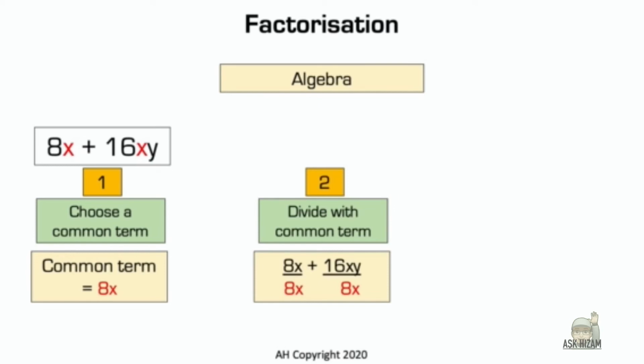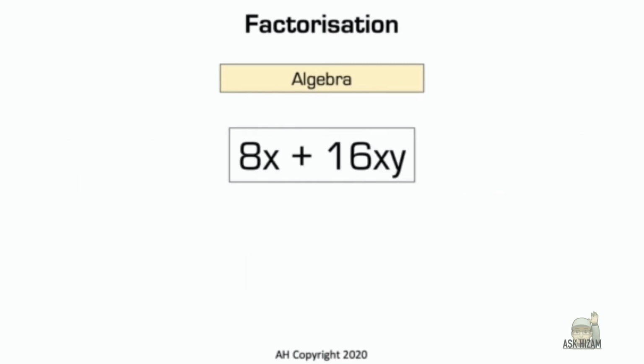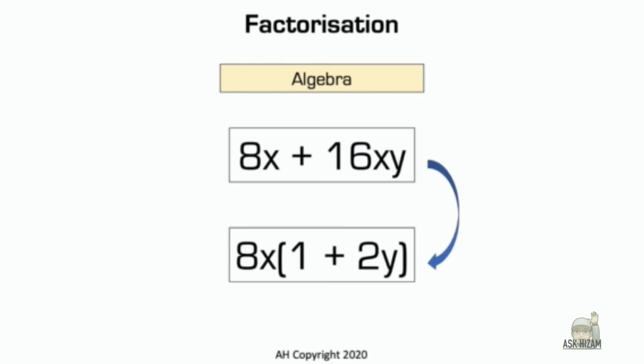Now step 2 is dividing the terms in the equation by the common term, which is 8x. We know that when the x's are divided, they will be cancelled out. 8x divided by 8x is 1. 16xy divided by 8x is 2y. We'll put that in a bracket. And finally, step 3 is putting the common term, which is 8x, in front of the bracket. So there, the algebraic equation 8x plus 16xy can be factorized to 8x multiplied by the sum of 1 plus 2y.